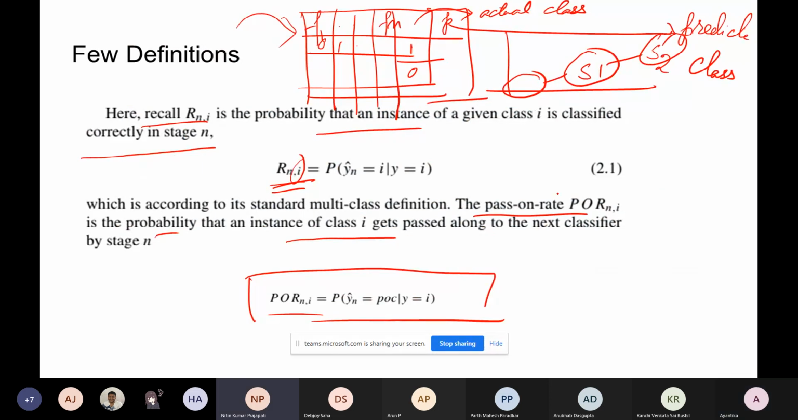Pass on rate is the probability that an instance passes to the next classifier. But isn't it that an instance will always be passed to the next classifier? No, that's not what happens. Okay, again, come back to the example.